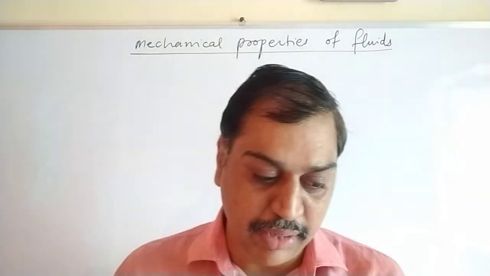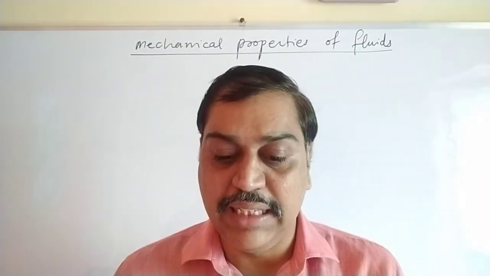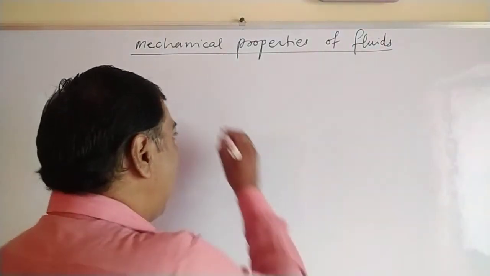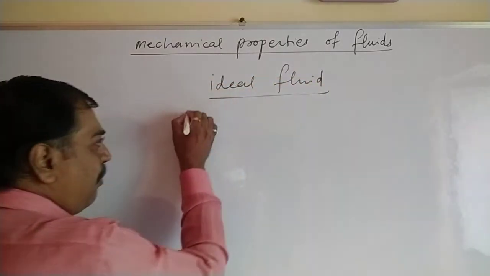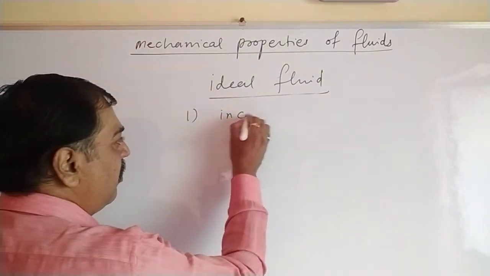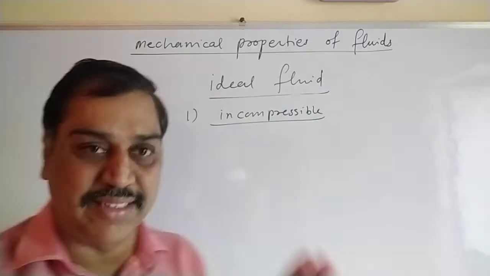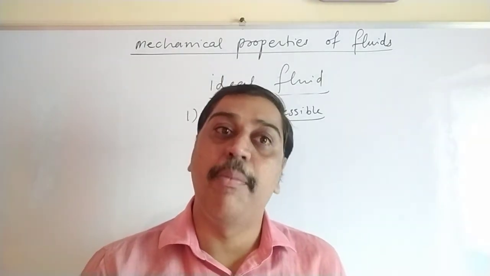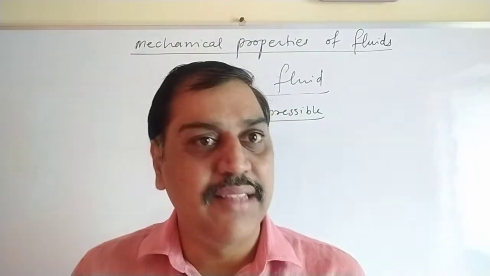They have started with an ideal fluid. Let's see how the ideal fluid behaves, and they have given some properties of the ideal fluid. So the first property is incompressible. Incompressible means what? The fluid cannot get compressed. We cannot change its density. That is nothing but the incompressibility of the fluid. So this is the first property of the ideal fluid, that is incompressibility.